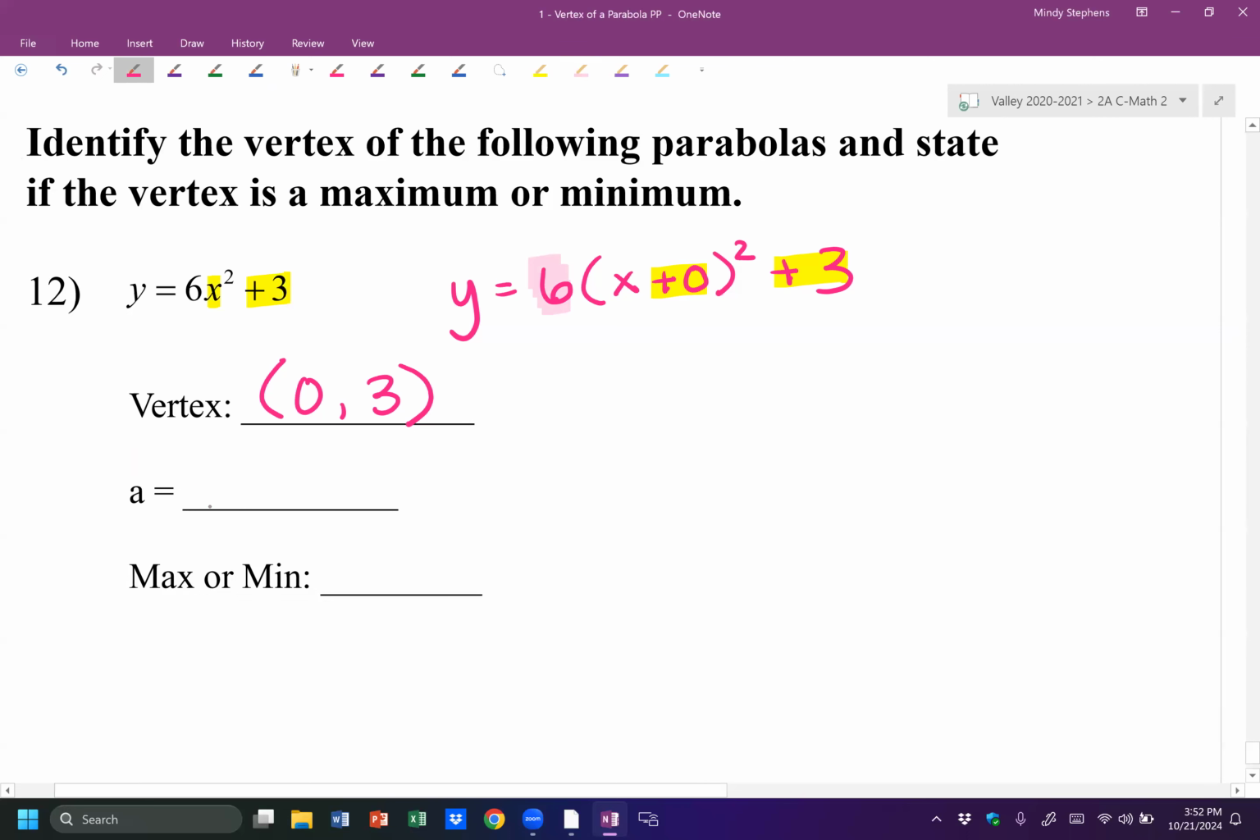And I don't care what the number is. Again, I just care that it's positive. If it's positive, my graph is pointing to the positive direction, which means I have a low point, so I'm going to have a minimum for my vertex on this one.